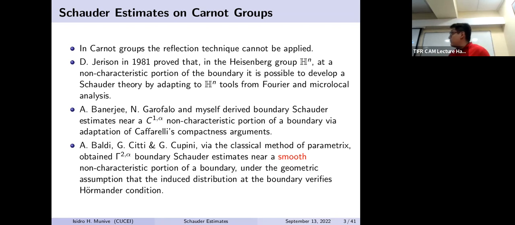So a little bit of history of Schauder estimates in the Carnot group. The first one is due to David Jerison in '81 in the Heisenberg group. I will mention what the Heisenberg group is in a few minutes. The Heisenberg group has a rich structure. It's a Carnot group, but it's also a CR manifold. So it's probably the most important Carnot group that you can think of. And he uses a lot of harmonic analysis to prove this type of Schauder estimates, and the point here is that he does it at non-characteristic points. I will talk about what a characteristic point is later on.